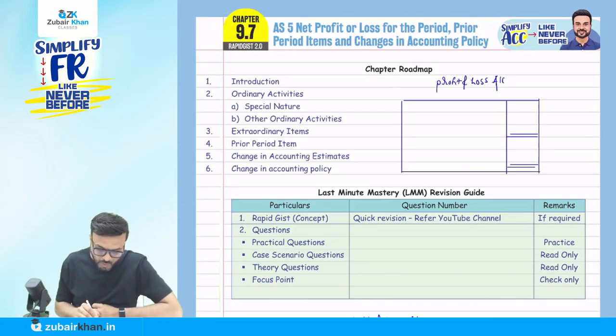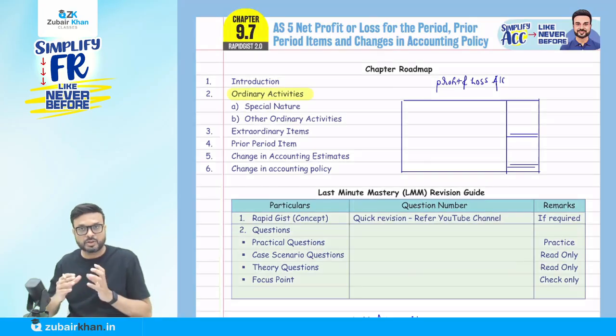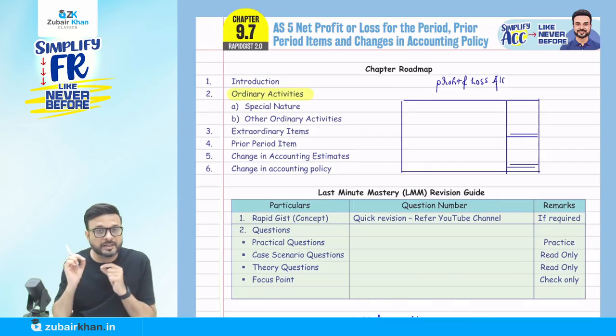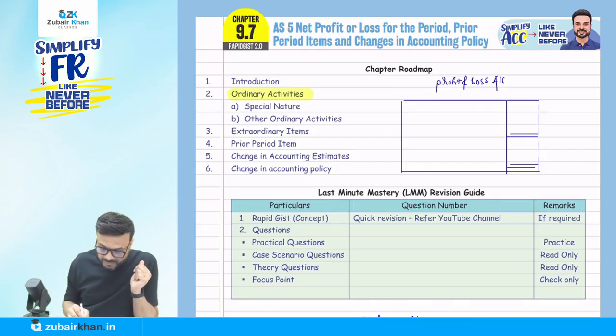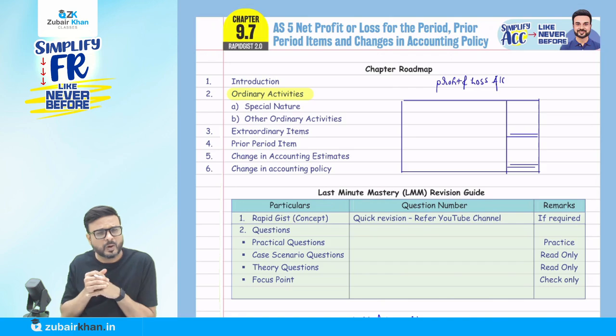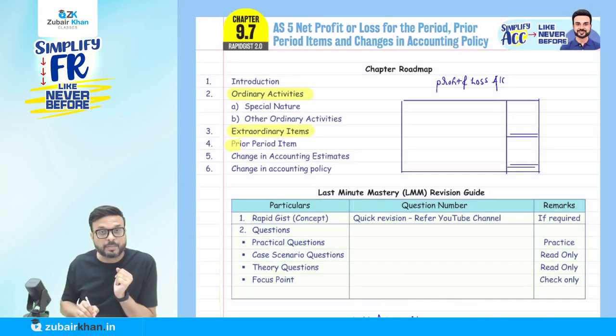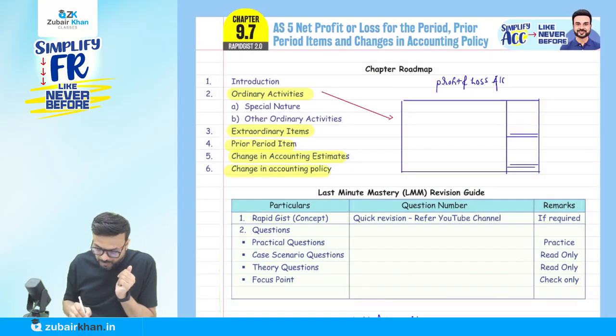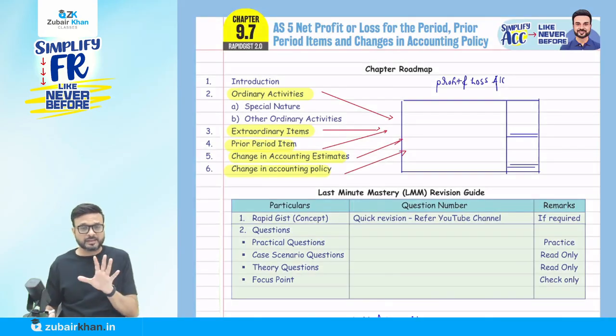For example, here, ordinary activity. I will discuss each of them in detail with you, but I'm giving a background of what this AS 5 is. It talks about certain items which come in my P&L account: ordinary activity, it might be an extraordinary item, a prior period item, a change in accounting policy, or a change in accounting estimate. So when we prepare the profit and loss account, there are so many items which come in it, and we'll discuss each of them.